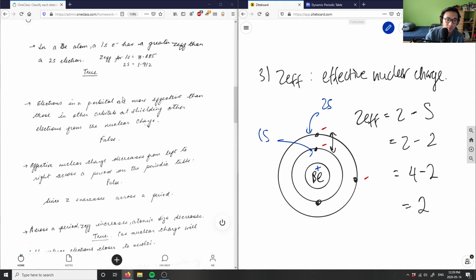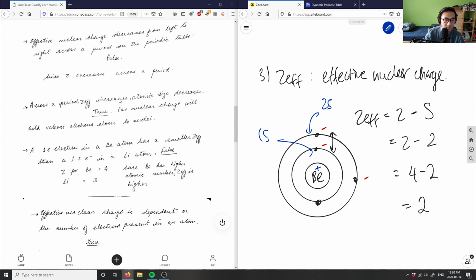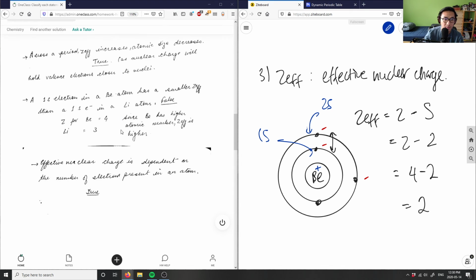So this here is also false. So this statement here is true, or is correct. Sorry, we talked about this statement already, so I'll move down to these guys here. Across a period, effective nuclear charge increases and atomic size decreases. That's true, right? We talked about atomic radius. It decreases down a group, and it increases across a period, right? So this here is true. And we said already effective nuclear charge increases here, right?